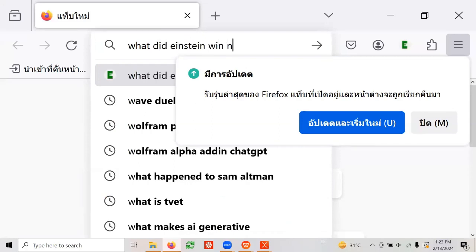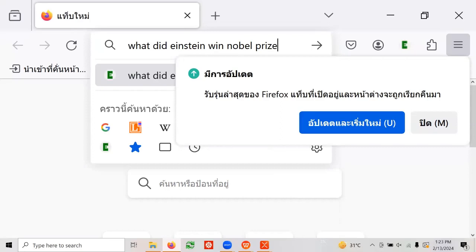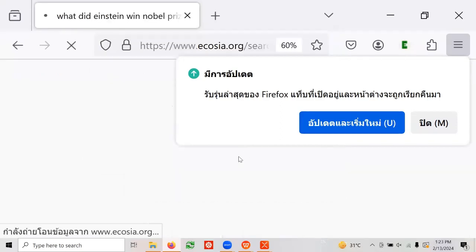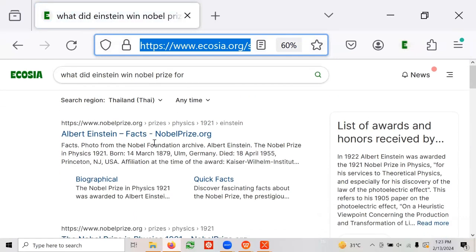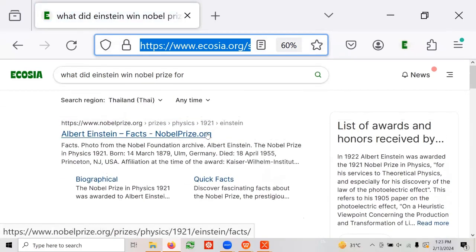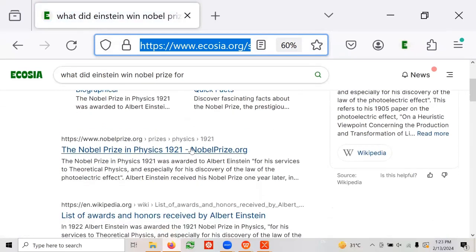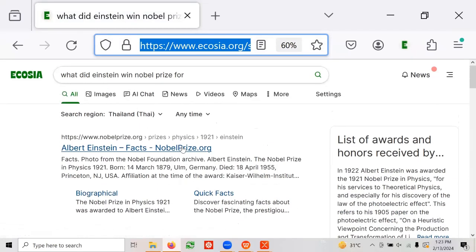What did Einstein win the Nobel Prize for? You might be surprised to know that he actually didn't win it for relativity.